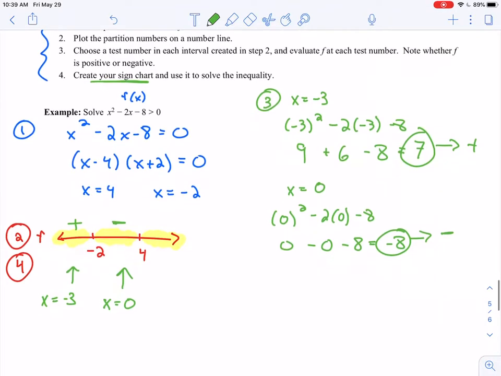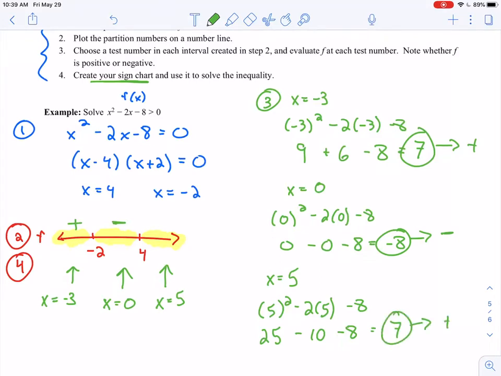And then I need a number to the right of 4. So over this interval here, I might take x equals 5. And I'm going to plug that into my function. So x equals 5. Let's see, I've got 5 squared minus 2 times 5 minus 8. 25 minus 10 minus 8. 25 minus 10 would be 15, minus 8. That should give me 7 once again. So again, a positive 7, so I'm going to put a plus sign over that interval.